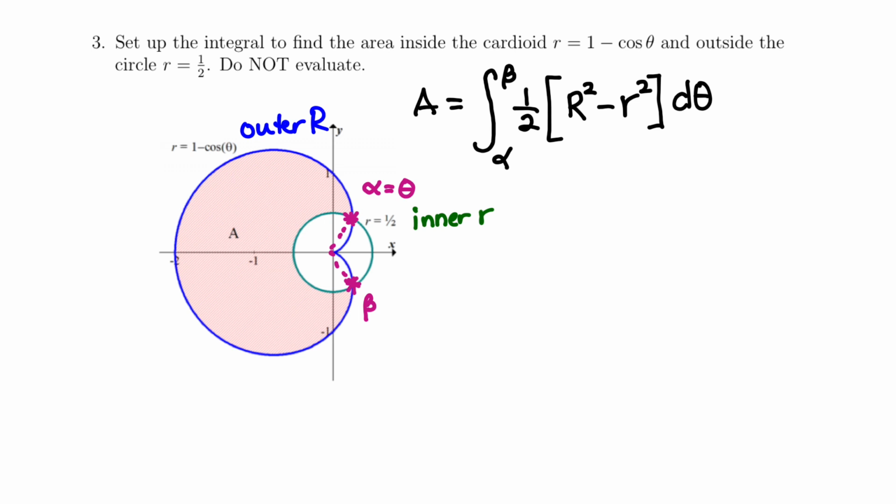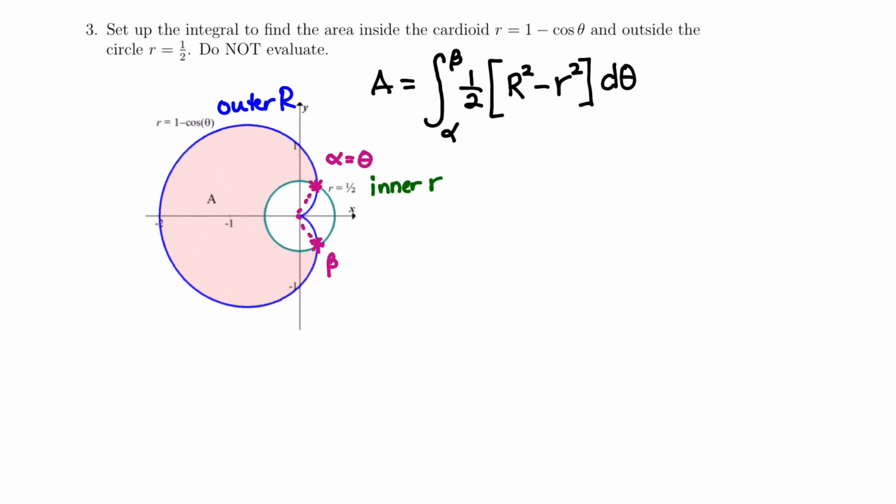So how could I get alpha and beta? What is happening at those 2 points where we're creating this shape? They're intersecting. And when they intersect, what do I do to find intersections? I set the curves equal to each other. Can you guys set your curves equal to each other and tell me what my angles are?